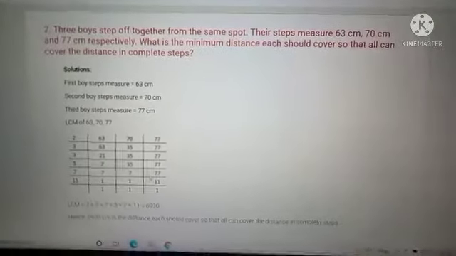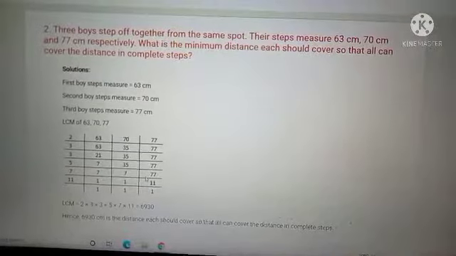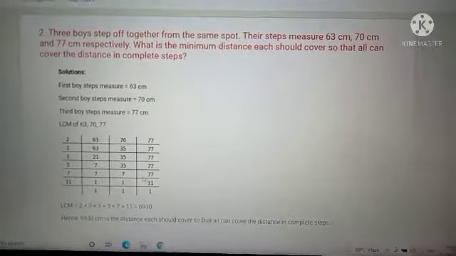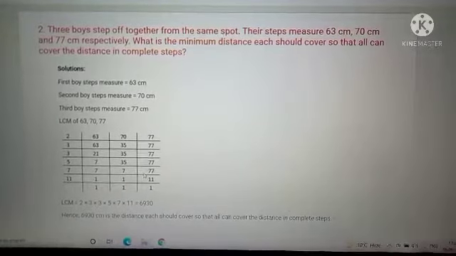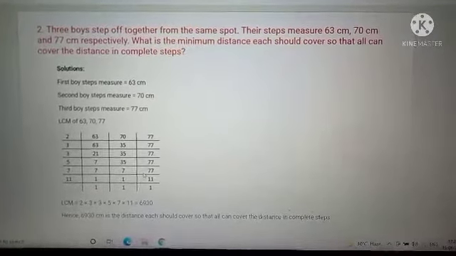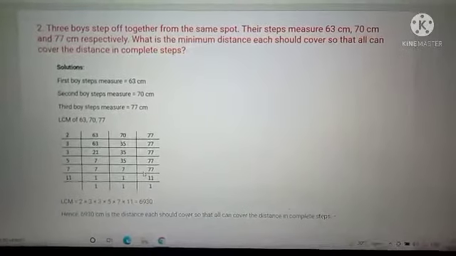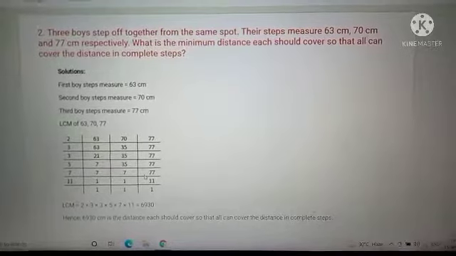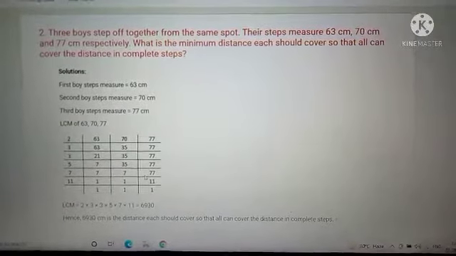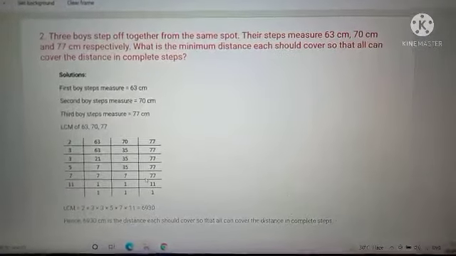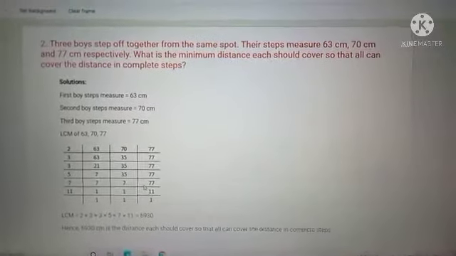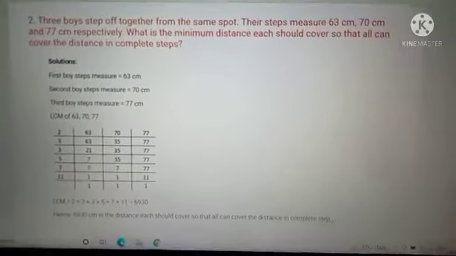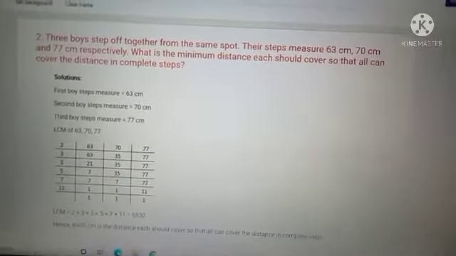Let's see the solution of this question. The first boy's step measure is 63 centimeter. The second boy's step measure is 70 centimeter. And the third boy's step measure is 77 centimeter. We are going to find the minimum distance each should cover so that all can cover the distance in complete steps. So that word is minimum. Minimum distance means least common multiple, LCM. So we are going to find the LCM using the common division method.